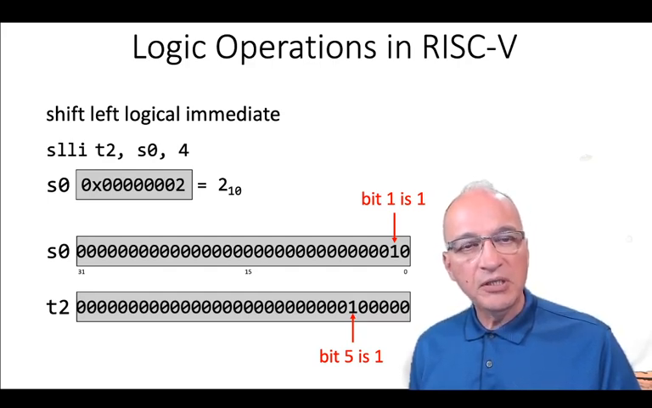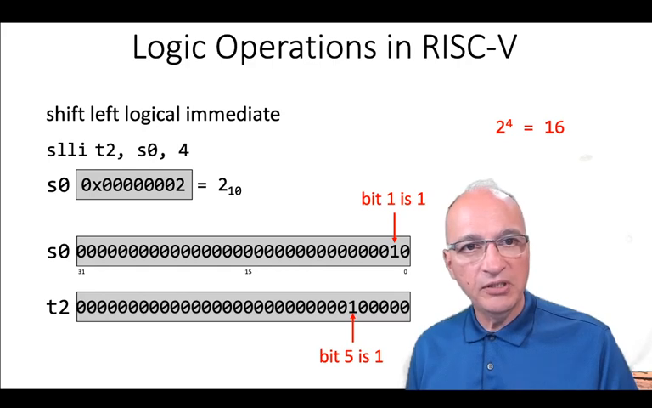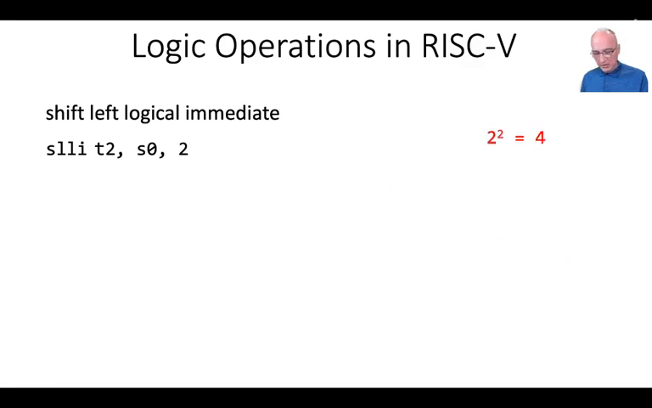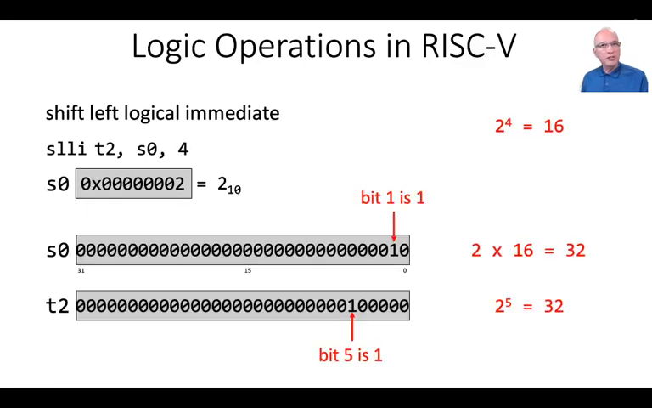To understand arithmetically what this instruction has done, we need to look at the power of 2 of the immediate. So the immediate was 4. 2 to the 4 is equal 16. So if we take a look now at the mathematical operation that's happening, we can see that we have the number 2 in S0. Multiplying 2 by 16, we get the number 32. And 2 to the 5 is indeed 32. So by shifting left by 4 bits, we multiply the number by 2 to the 4, which is 16.